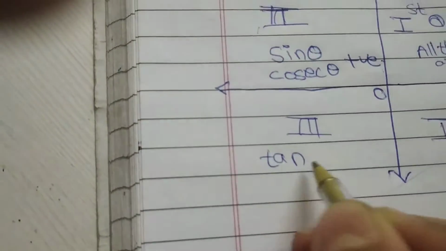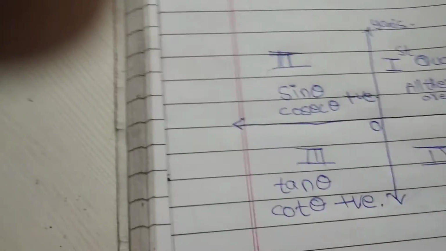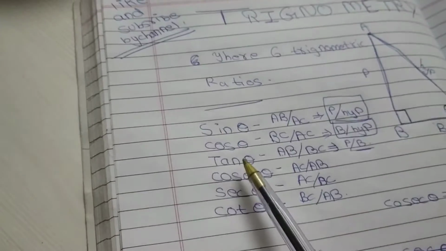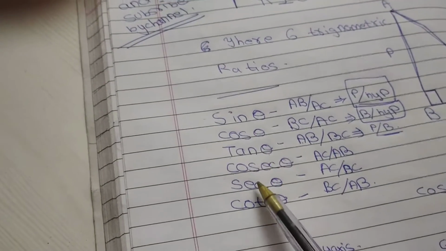So in third quadrant, tan theta and cot theta are positive, rest all are negative. So you can see that cot is a reciprocal of tan, so the remaining, that is sin theta, cos theta, cosec theta, sec theta, are all negative here, and only tan theta and cot theta are positive in third quadrant.